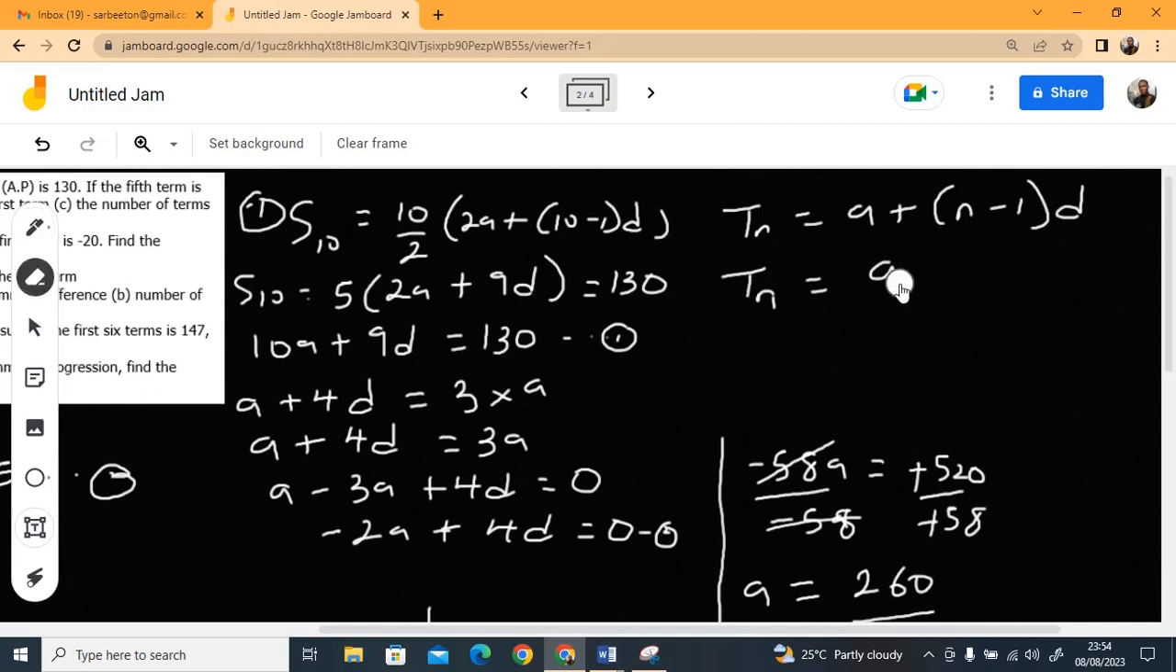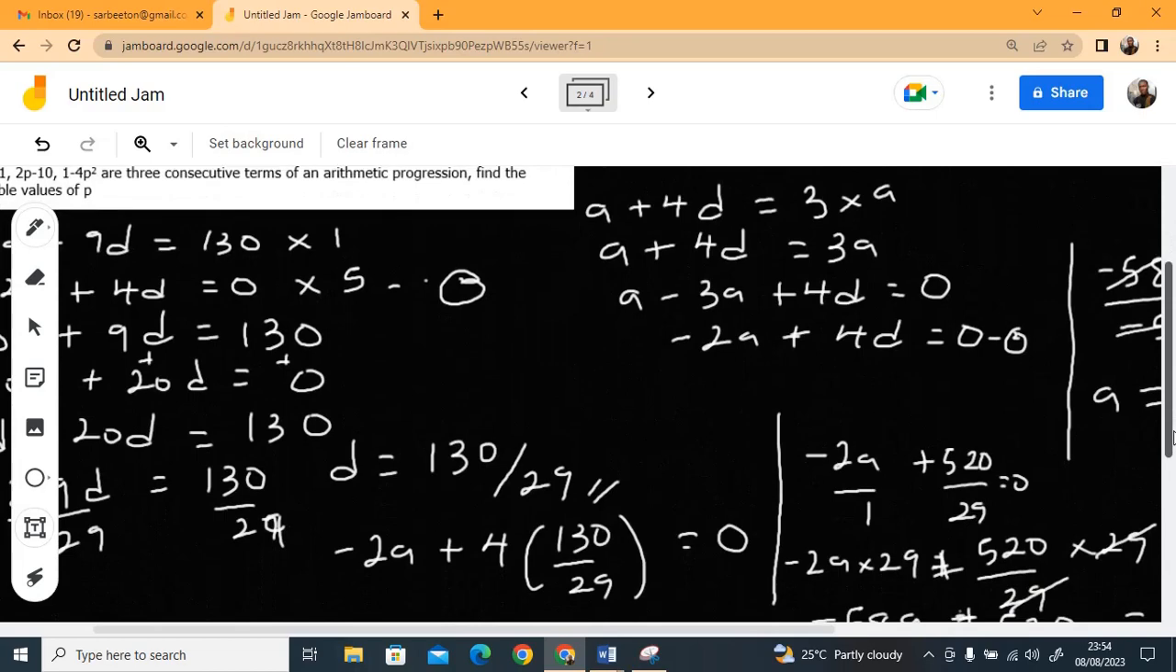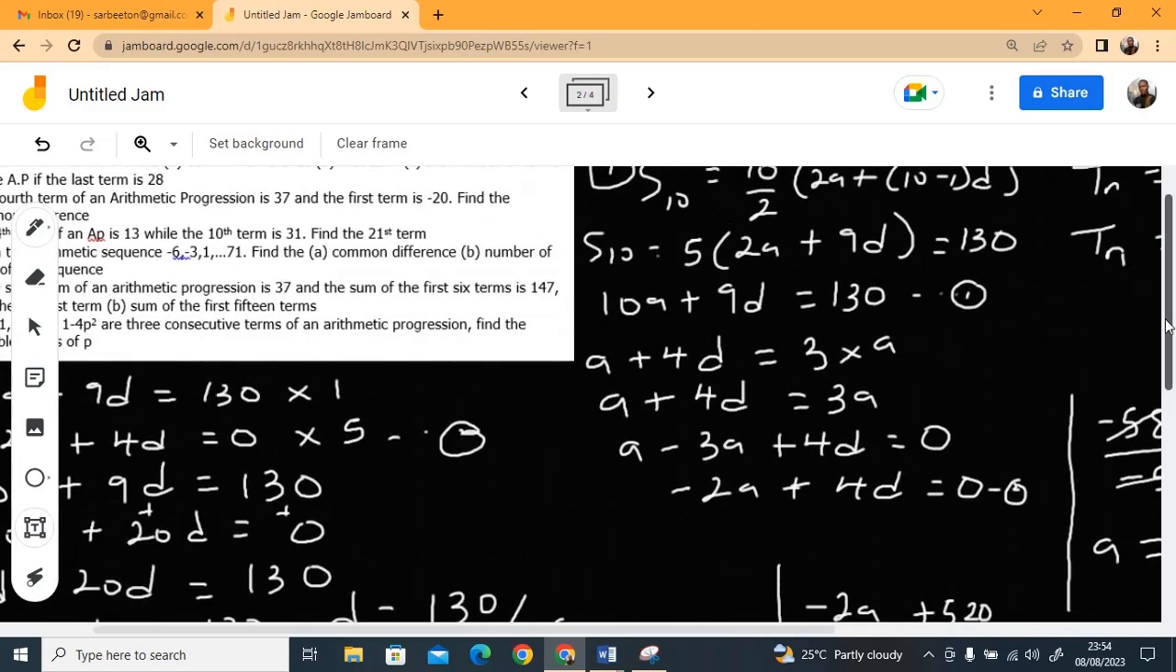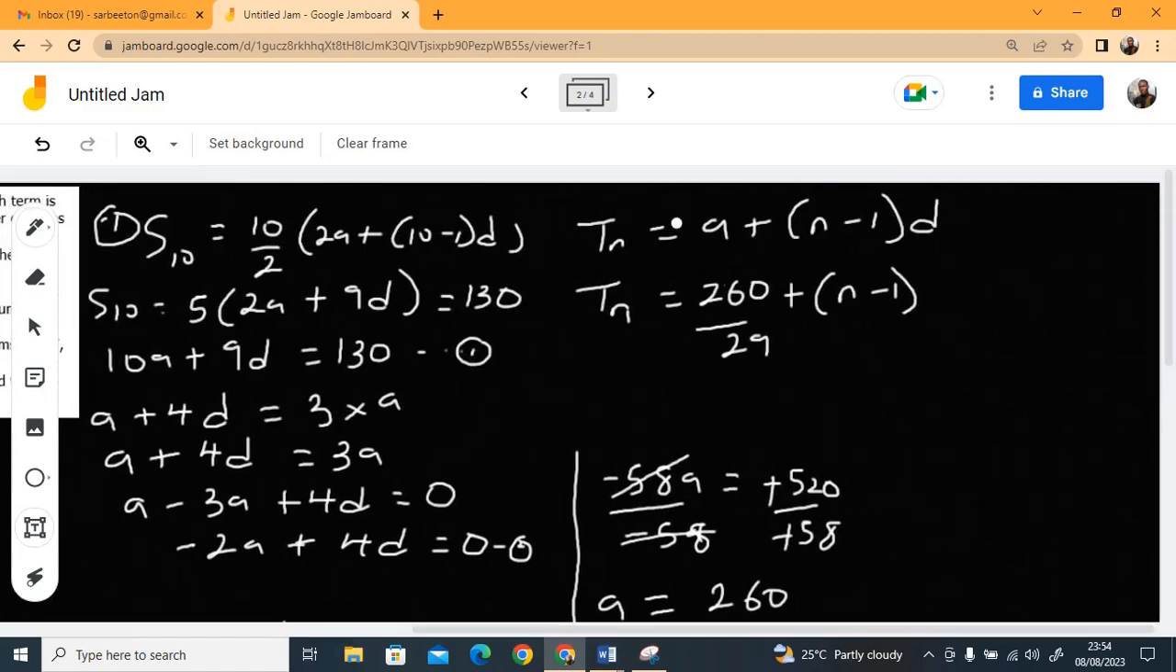Our a in our question is 260 over 29, if I'm not mistaken. 260 over 29 plus, we don't know what n is, n minus 1. Then our d, common difference, is 130 over 29. I hope you're following me. So d is 130 over 29.